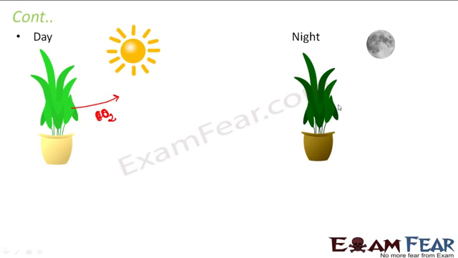Whereas at night time what happens? There is no photosynthesis, so only respiration takes place. So in respiration the plant will take in oxygen and it will give out carbon dioxide. Right? So this is how there is a difference during the day and during night.